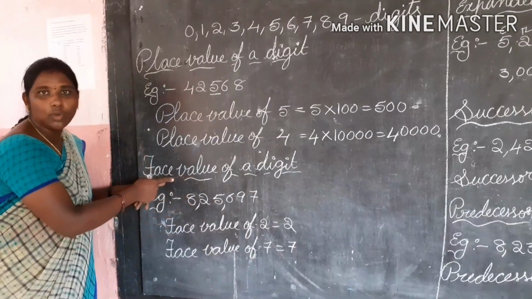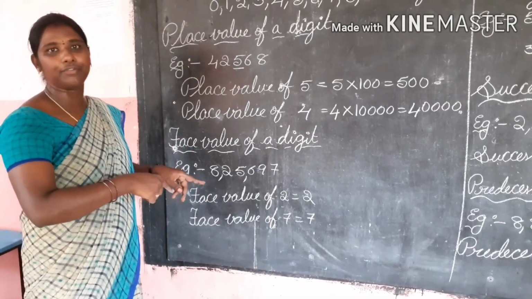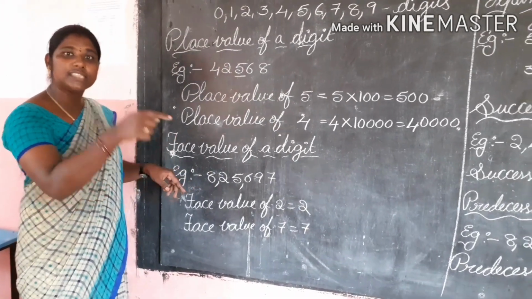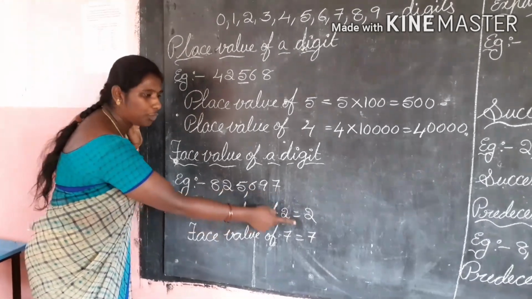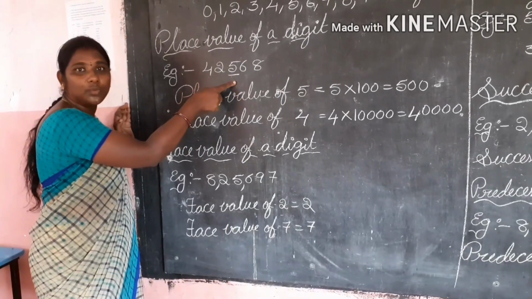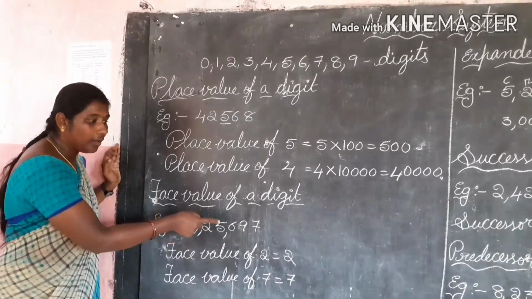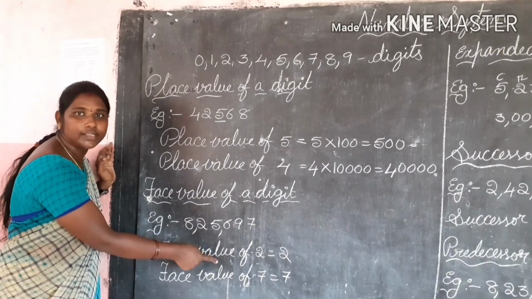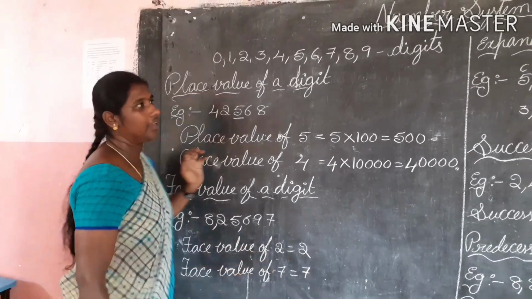Next, face value of a digit. The face value of a digit is the digit itself. Suppose, for example, the face value of 2 is the digit itself. Place value is the value of the place it occupies. It is called its place value. The digit itself is called the face value. Next, face value of 7.